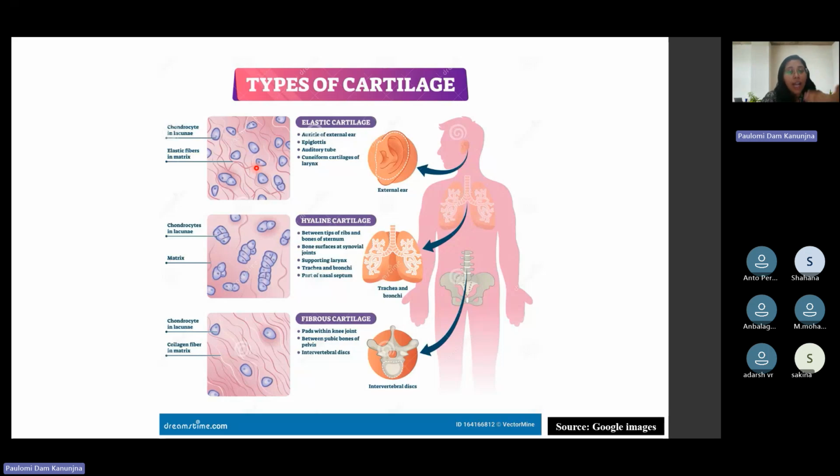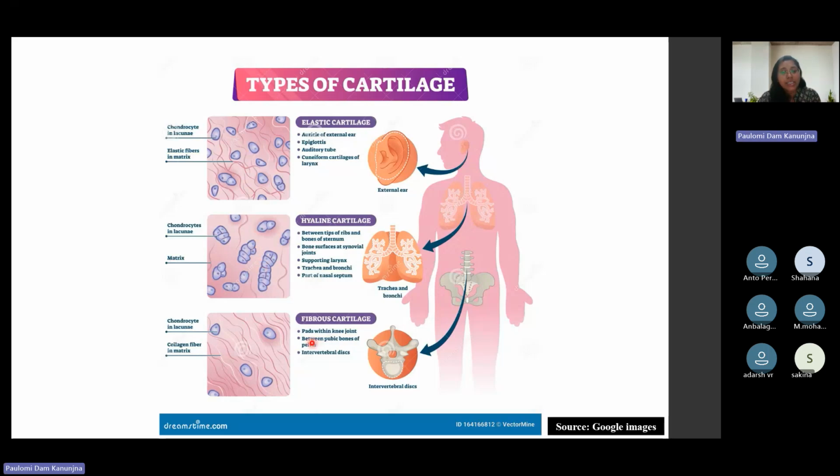When you come to hyaline cartilage, it is found in the tips of ribs, which is here, and the bones of the sternum. Sternum is this chest part. You also have them in synovial joints, which is basically in the knee joints. They are also the support for the larynx. They are in the trachea and in the bronchi. You would have heard of hyaline damage, hyaline cartilage. So they are present in these locations. You can see that the chondrocytes are attached to each other, they form a stack, and you will see fewer elastic fibers in these.